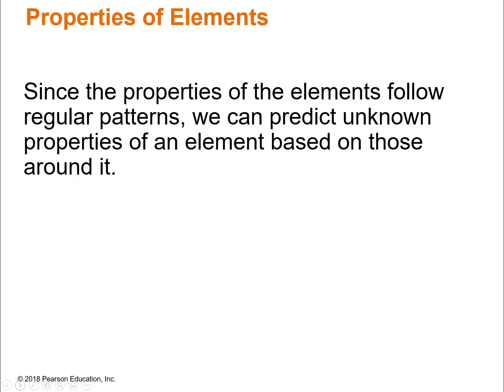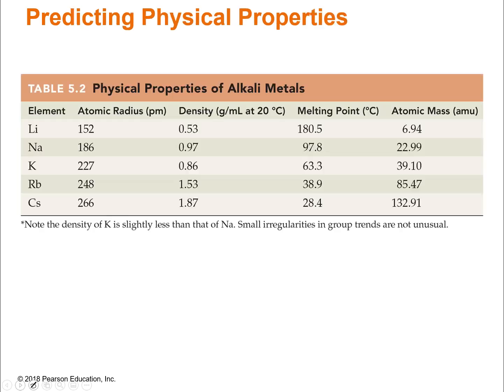We're going to take a little bit of a break from drawing on the periodic table and talk about the properties of the elements in the groups. Since the elements follow a regular pattern in terms of chemical and physical properties, we can predict unknown properties of an element based on the elements around it. So let's say that we've got all of these elements. Okay, this is group 1A. Lithium, sodium, potassium. We've got their atomic radius, their densities, melting points, atomic mass.